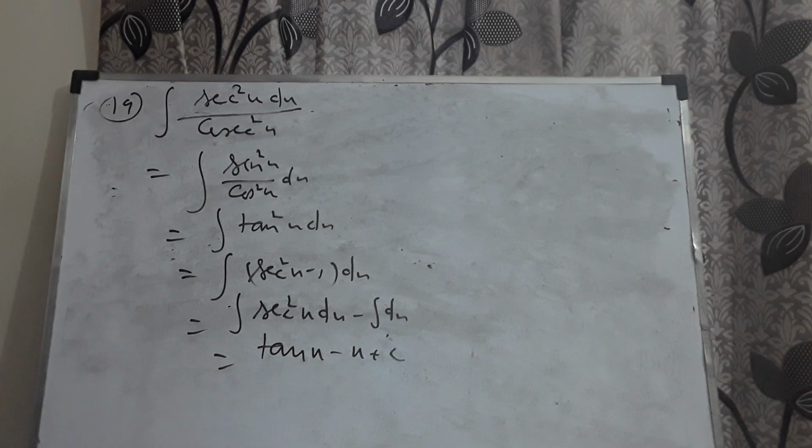But there is no direct formula for tan square x. Can be written as secant square x minus 1. Integral secant square x dx minus integral dx. Integral secant square x is tan x because derivative of tan x is secant square x. It's just application of direct formula from derivatives. Remember, students, carefully. You have to remember these formulae carefully.